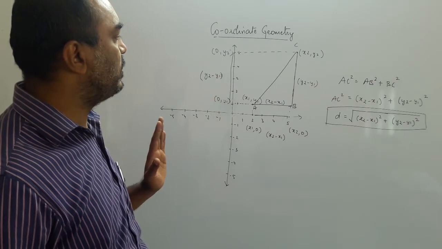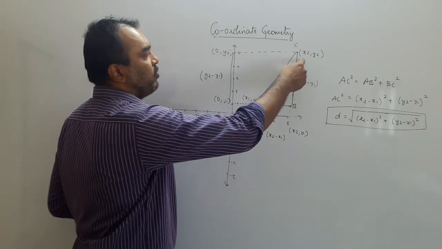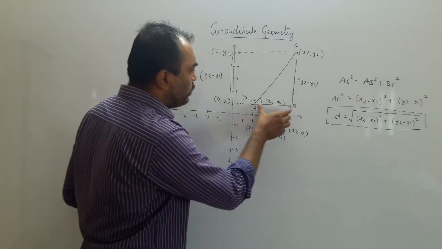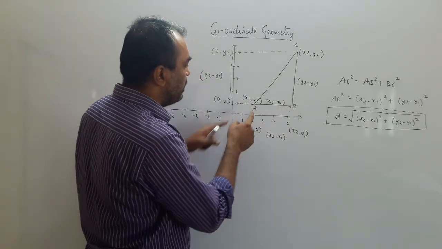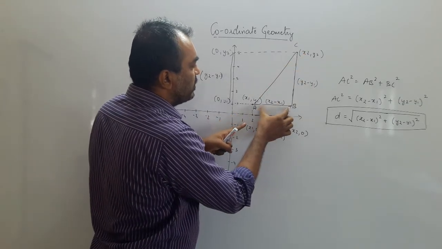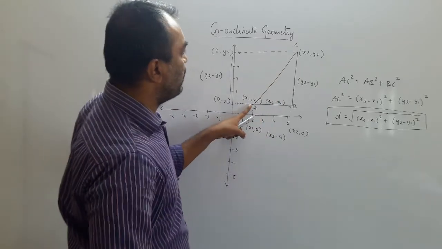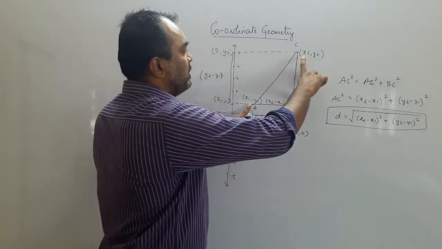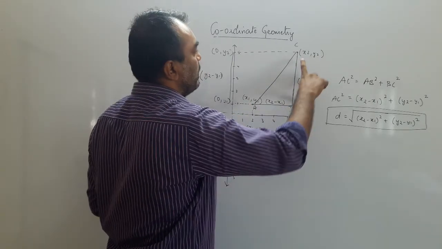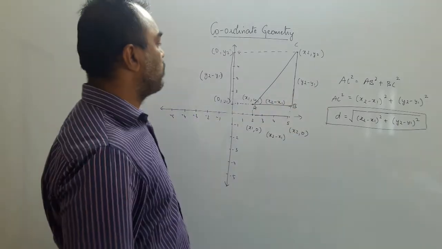Is it clear to you what I did? Initial point I called x1, y1, any general point. Final point I called x2, y2. Now this went to the right. So how much did it go to the right? From x1 it went to x2. So to the right the difference is x2 minus x1. How much did it go to the top? From y1 it went to y2. So the distance moved is y2 minus y1. So I get x2 minus x1 and y2 minus y1. Using the Pythagoras theorem, I derive this formula.